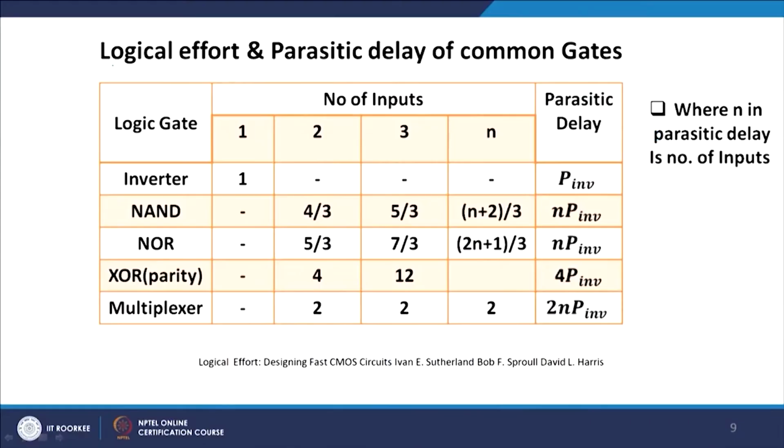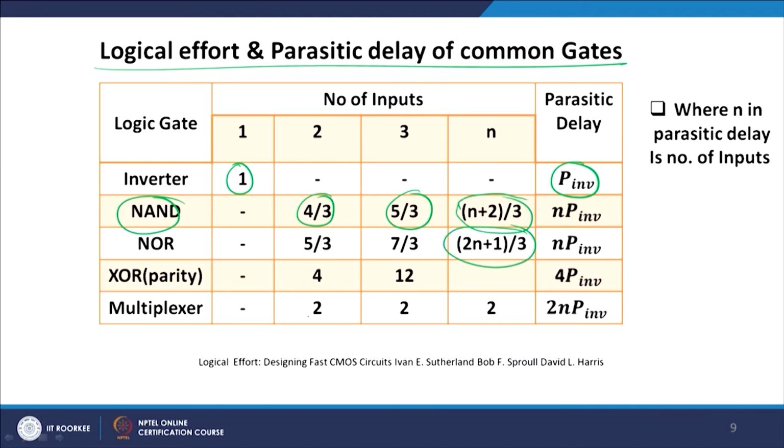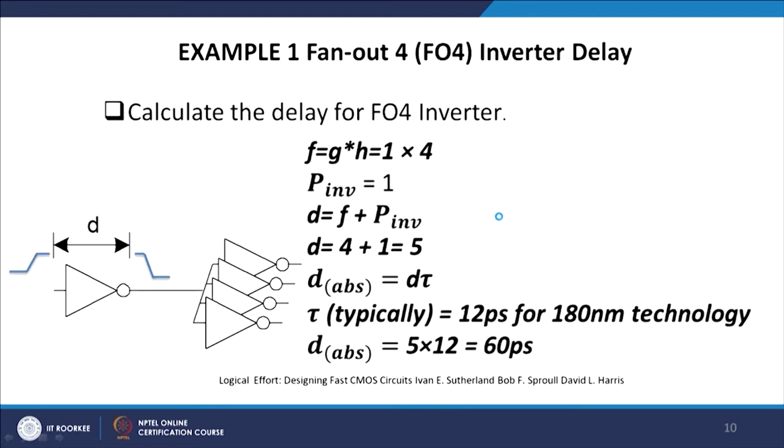So, if you look at some of the logical efforts of common gates, you see the inverter, which has only one input, and parasitic delay is P inverter. For a NAND logic, for 2 input it is 4 by 3, for 3 input 5 by 3. So you see as the number of gate inputs increases, the logical effort also increases. The general formula is n plus 2 by 3 for a NAND gate, and for a NOR gate it is 2n plus 1 by 3, where n is the number of inputs. That is a standard way of looking at it.